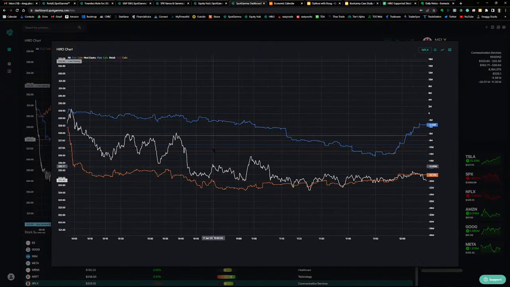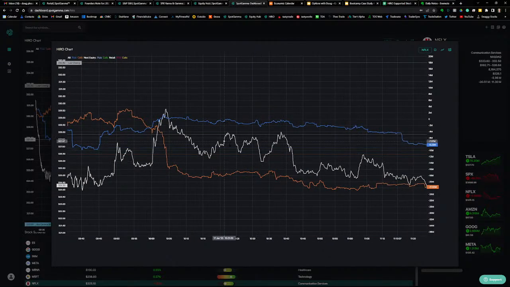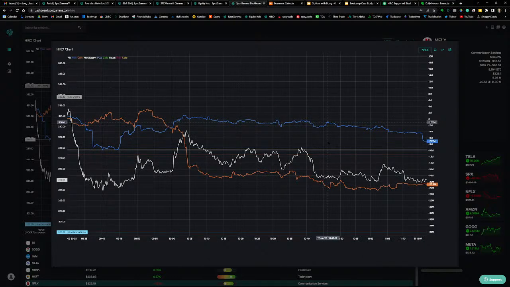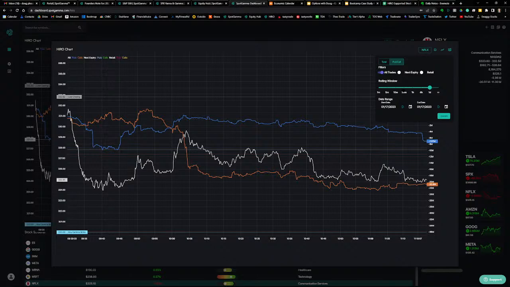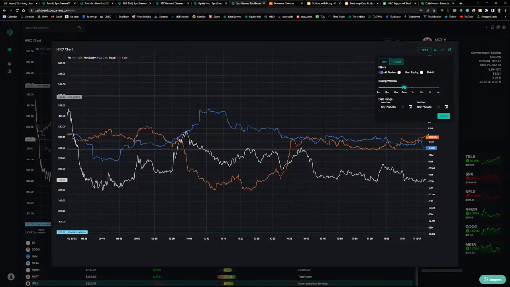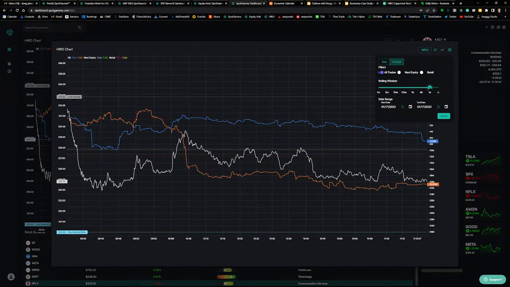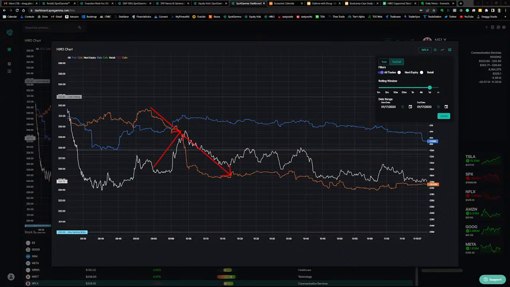Zoom in on this. So this is what I noticed. Let's just see if this provides any additional clarity. Not really. So I'm pretty zoomed in. So what I saw was traders started selling calls. Price initially dropped, increased, and then reversed lower again.